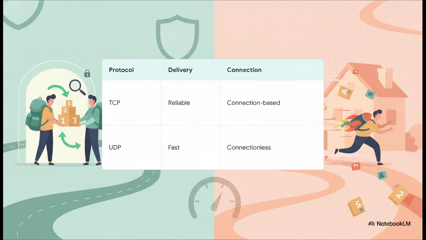UDP, on the other hand, well, UDP is the hyper-fast, slightly reckless courier. It doesn't bother establishing a connection, it just grabs your packets and basically throws them at the destination's front door as fast as humanly possible. It does not care if they arrive out of order, and it definitely doesn't care if a few get lost along the way. Pure speed is its one and only priority.